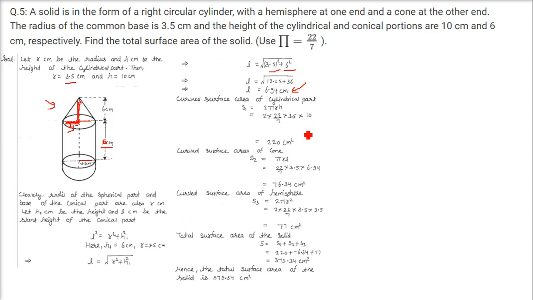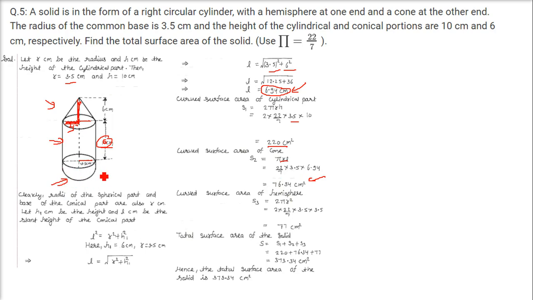And now the curved surface area of the cylindrical part. Cylindrical part is what? 2 pi RH. R we already know, height is already given, 10. So 2 pi RH, it is going to come as 220. The curved surface area of the cone is pi RL. So L we just found out. Radius is same for each of these. So pi into 3.5 into 6.94, it will come as 76.34.